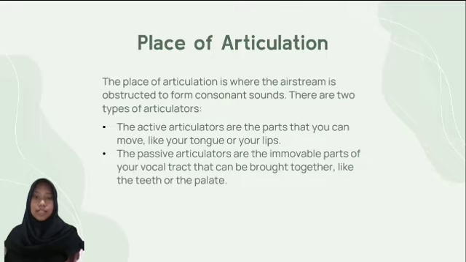The second characteristic is place of articulation. The place of articulation is where the airstream is obstructed to form consonant sounds. There are two types of articulators. The first is the active articulators. The active articulators are the parts that you can move, like your tongue or your lips. The second is the passive articulators. The passive articulators are the immovable parts of your vocal tract that can be brought together, like the teeth or the palate.